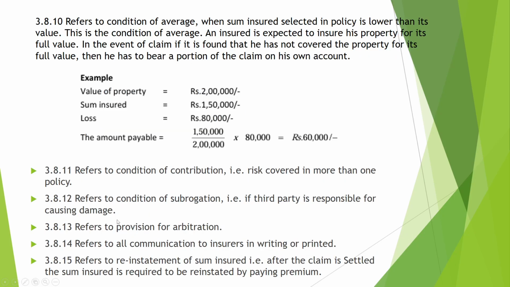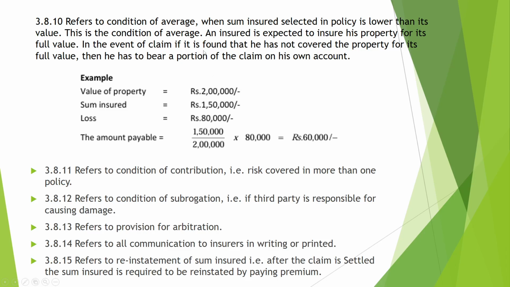Okay, 3.8.10 refers to the condition of average. So what happens if averaging is there? When the sum insured selected in the policy is lower than its value, it's underinsurance. This is the condition of average, and the insured is expected to insure his property for its full value. In the event of a claim, if it is found that he has not covered the property for its full value, then he has to bear the proportion of the claim on his own account.